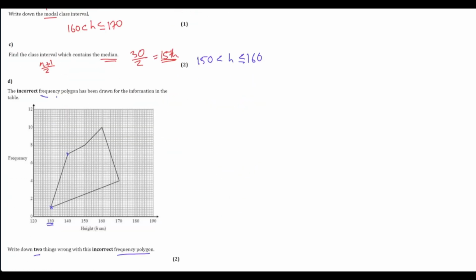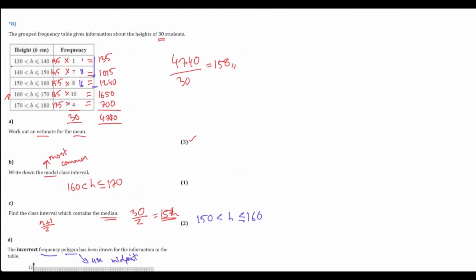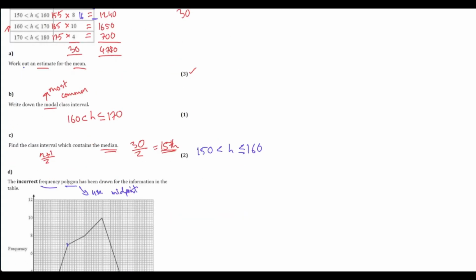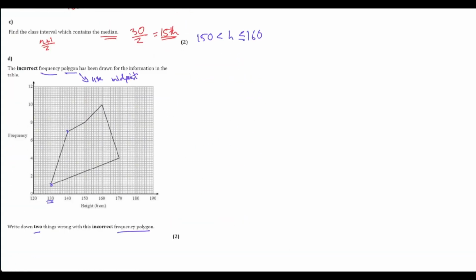When you do a frequency polygon, you use the midpoints. And clearly, they've used the lower bound, because they're doing 130 and 140, which is wrong. So that would be one thing that's wrong with this one, is they have used the lower bound. They should have used midpoints.